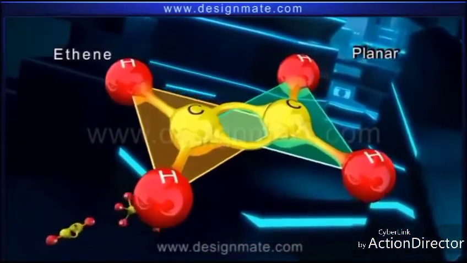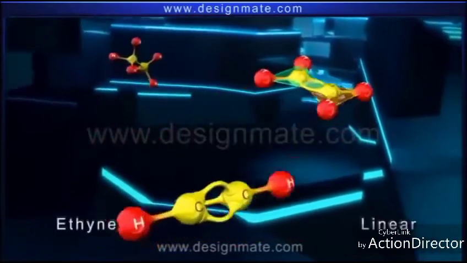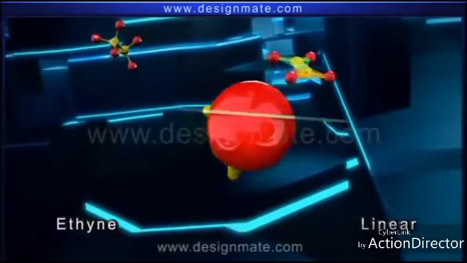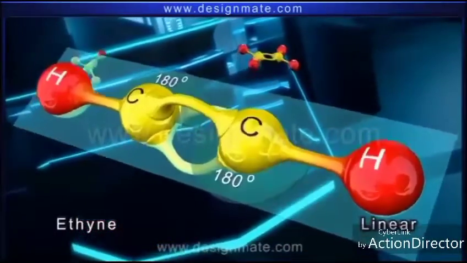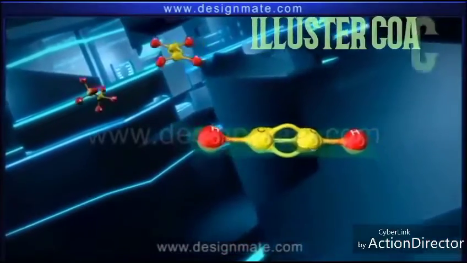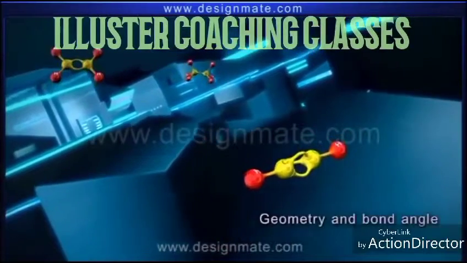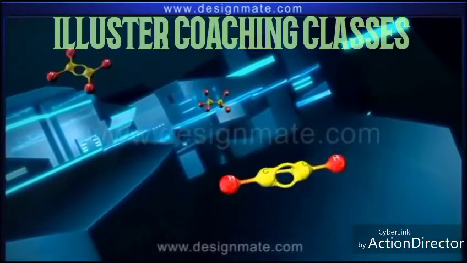Ethene is a planar molecule with a bond angle of 120 degrees, while ethyne is a linear molecule with a bond angle of 180 degrees. All these three hydrocarbons differ from each other in geometry and bond angle due to a difference in the state of hybridization of carbon atom in them.